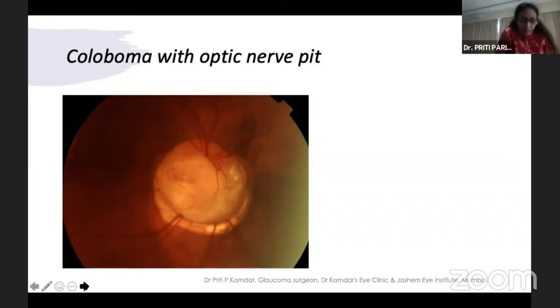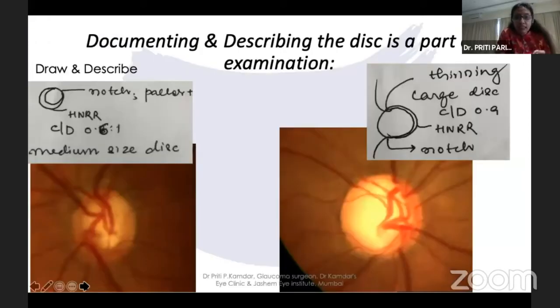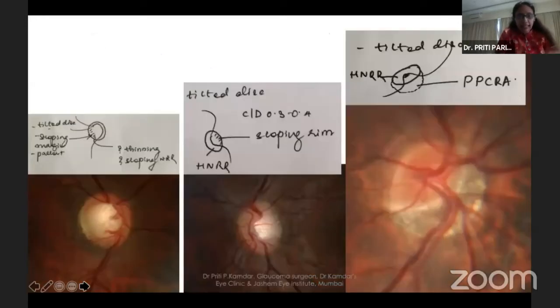Documenting and describing the disc is also a part of an examination. Every disc cannot be photographed, but every disc has to be drawn and described, and these are just different methods of how you can describe a disc even when it is a little different.